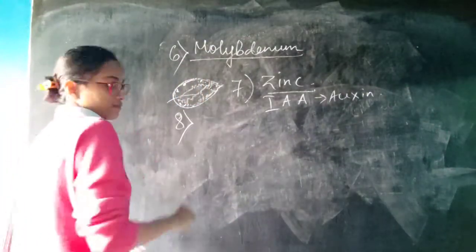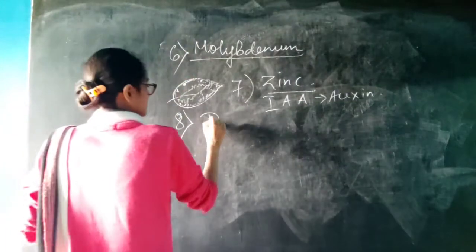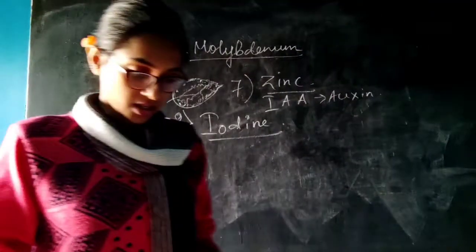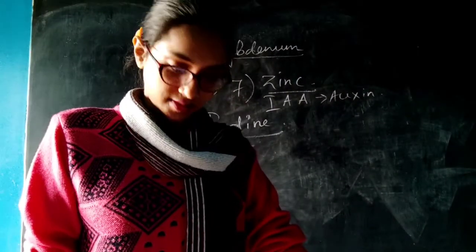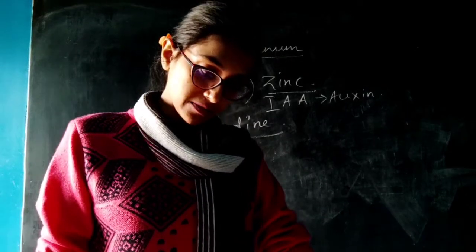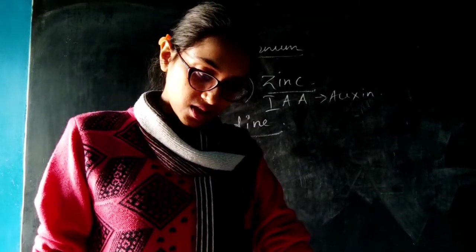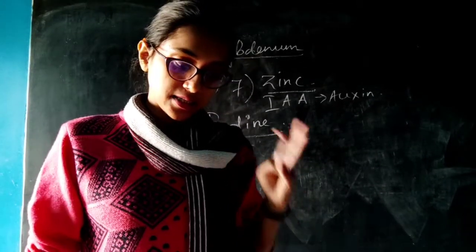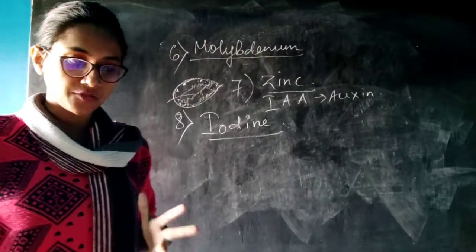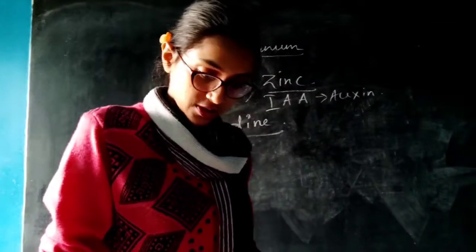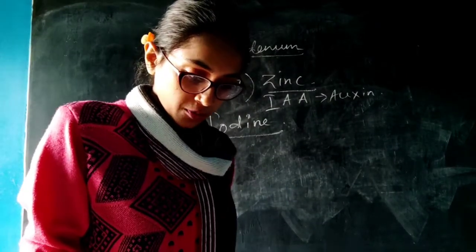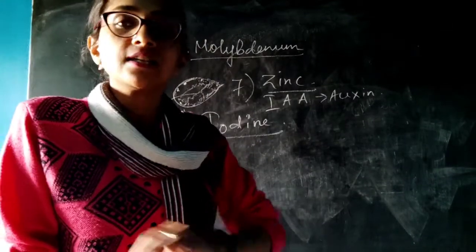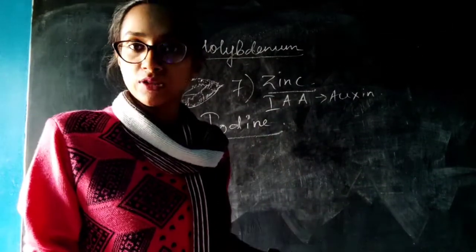Number 8 is iodine. Okay. Now, roles in plants. What are the roles of iodine in plants? It helps in plant metabolism. Without it, the growth of the plant is totally disturbed. In case of animals, it is helpful in the formation of the thyroid hormone, thyroxine. Iodine in the form of thyroid hormone regulates our BMR, body temperature, as well as body growth. We are well known about these facts.